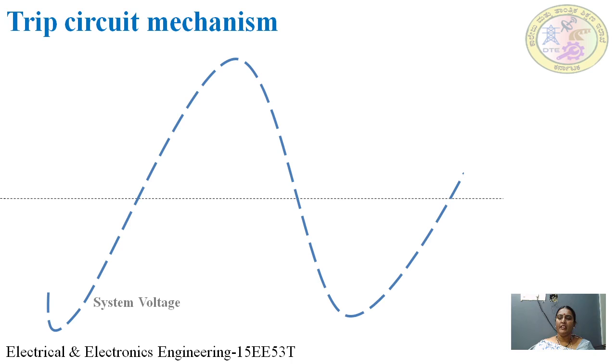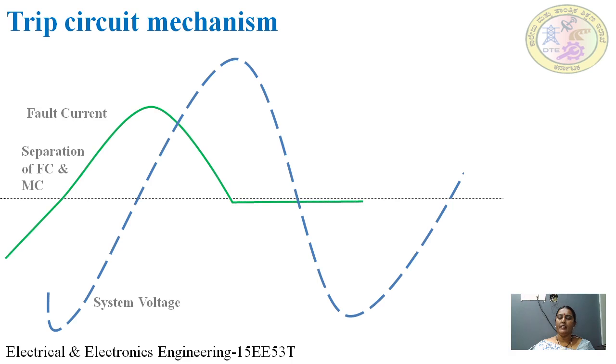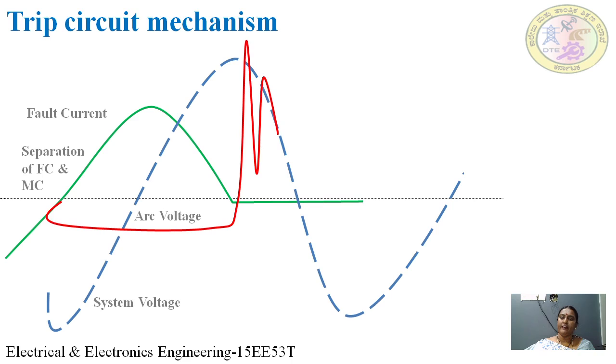Here in the waveform, the system voltage is drawn by a dotted line. There is a separation of a fixed contact and a moving contact, and that is not shown in the figure. Here the red line indicates the separation of the moving contact and the fixed contact.